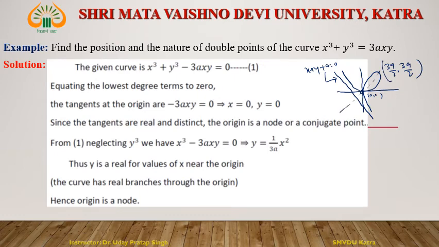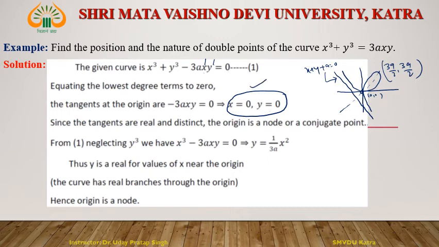Okay. See, the given curve is x cube plus y cube minus 3axy is equal to 0. Then what is the tangent at the origin? Tangent at the origin, we get by equating the lowest degree terms to 0. What is the lowest degree term in x? x to the power 1. What is the lowest degree term in y? y to the power 1. Then after solving this, x equal to 0, y equal to 0. Right? These are the tangents at the origin.